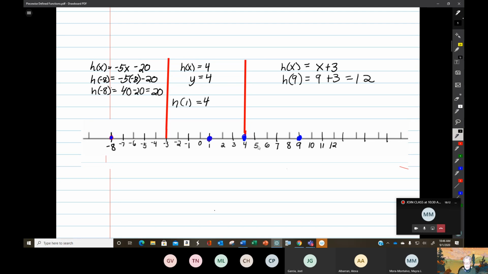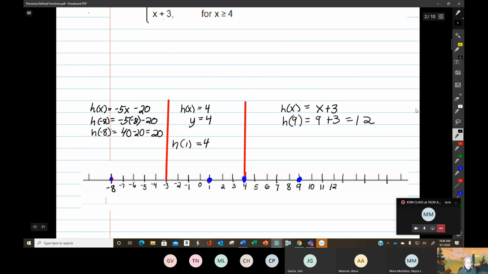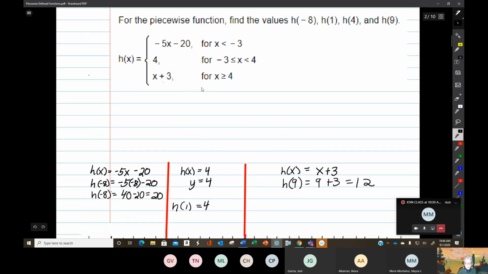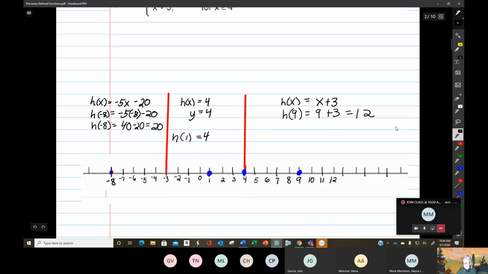Now I have to figure out where I can use x equals 4. So I come up here and I see, okay, x is allowed to equal 4 for this piece of h of x. Okay, so I'm even going to draw a line here, an arrow, and say h of 4 equals 4 plus 3 equals 7.